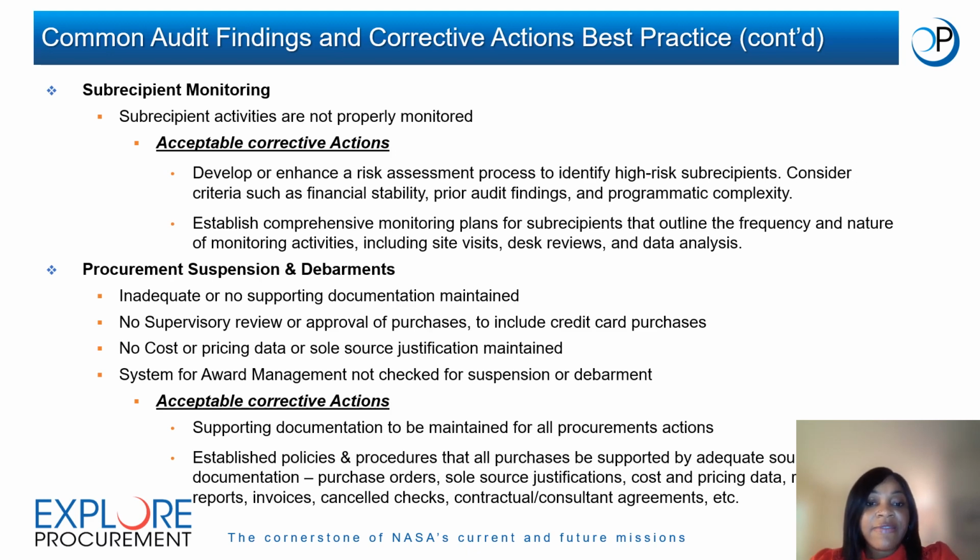And the last common audit finding that we have here is the finding that is related to procurement, suspension and debarment. This normally occurs when there is no supporting documentation maintained that is related to procurement activities. There is no supervisory review or approval of purchases that include credit card purchases. There is no cost or pricing data for sole source justification maintained, and the System for Award Management is not checked on whether a vendor has been suspended or debarred.